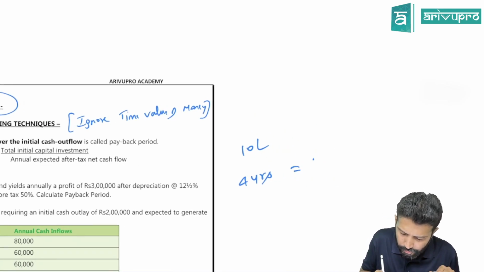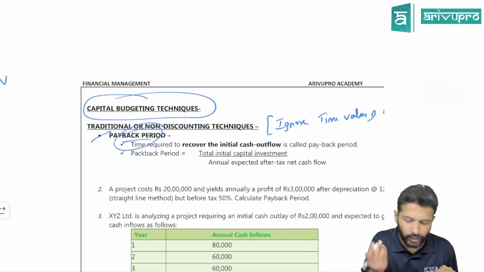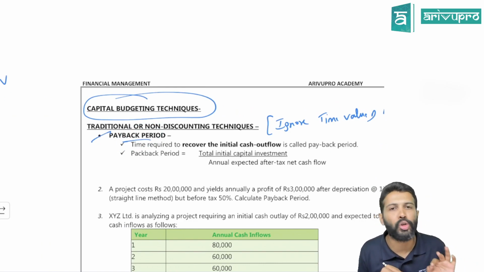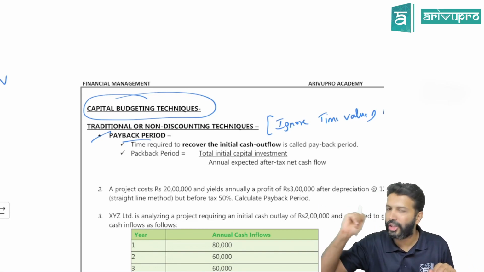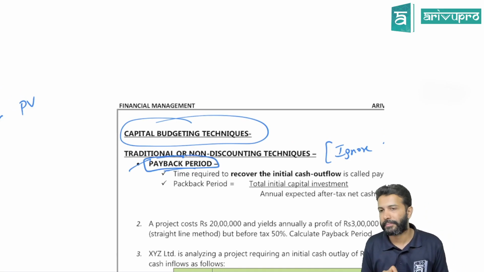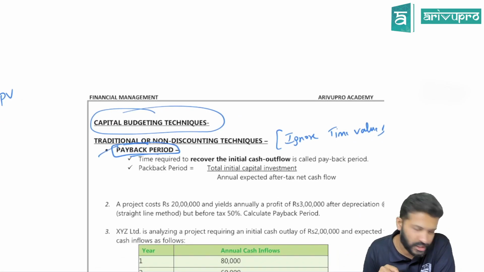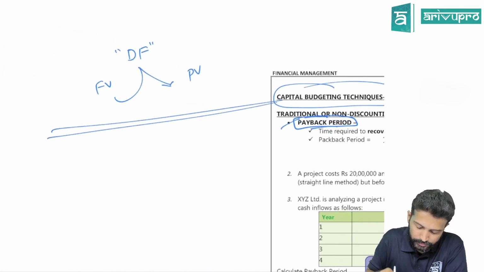So basically that 4 years is your payback period. That is the meaning of the term payback period: simply how much time you will take to recover your investment. The time taken to recover your investment, we refer to it as payback period. Okay. That's the meaning. Now, I'll maybe draw a quick graph.